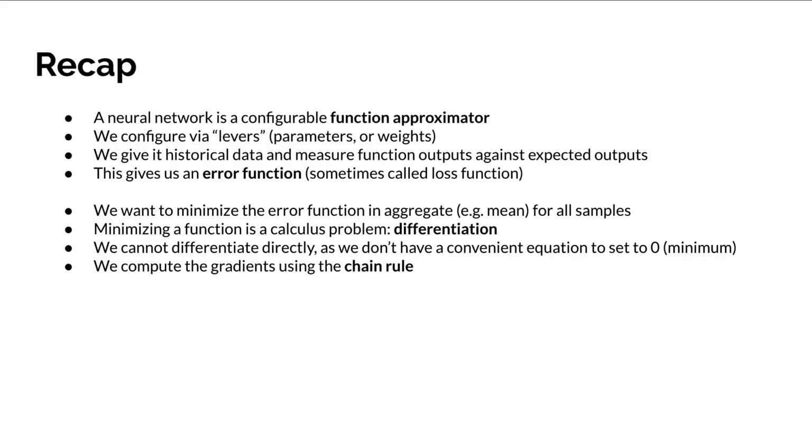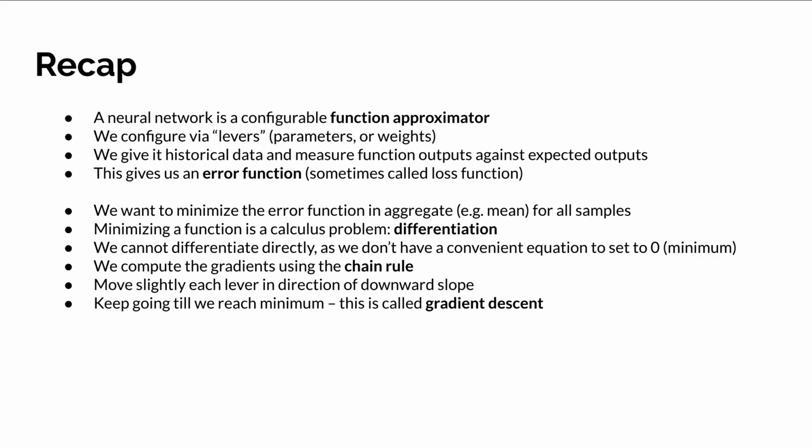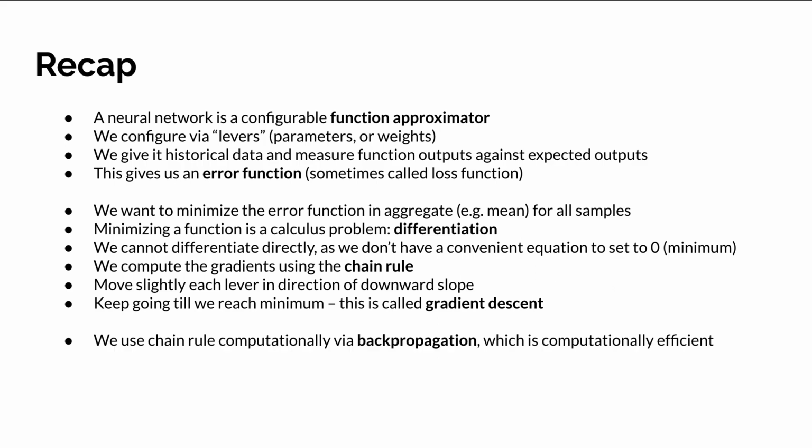We said we can compute the gradients using the chain rule, and we sort of showed how to do that in part 2. And we can move slightly each lever, perturb each lever, if you like, in the direction of the downward slope. So we showed how this could actually be done computationally using backpropagation. And with each step that we take, adjusting the parameters, the levers, we take a step towards the minimum of our error function, so that our approximate function, we hope, is close to the actual latent function or the target function in the real world. And we called this process of moving down the slope gradient descent.